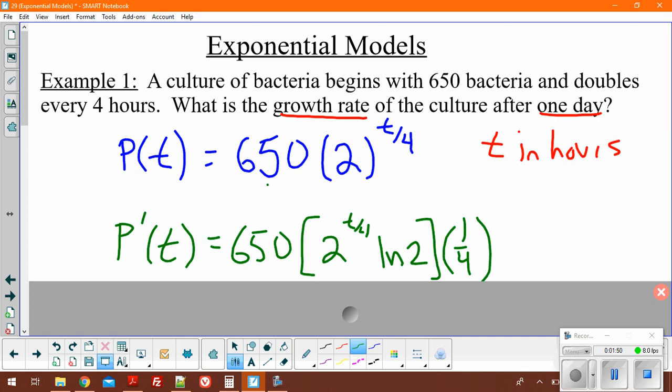Derivative of an exponential function, so 2 to the power of something is 2 to the power of the same something times the ln of its base. Then I have to do the derivative of the inside, which is the exponent. So derivative of t over 4, that's a quarter t, so it's just 1/4.